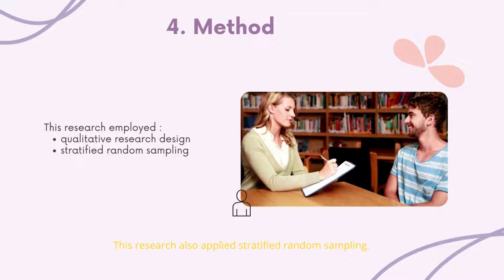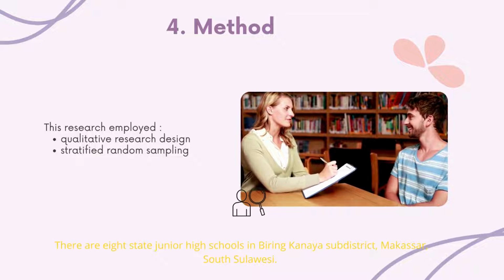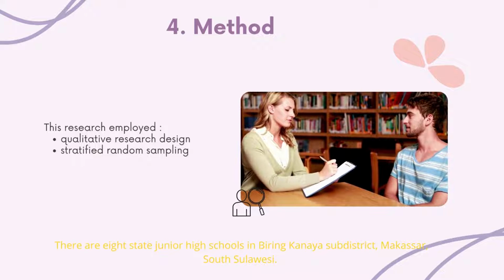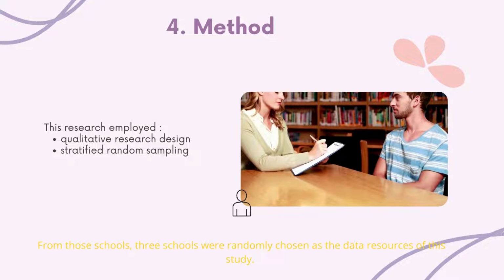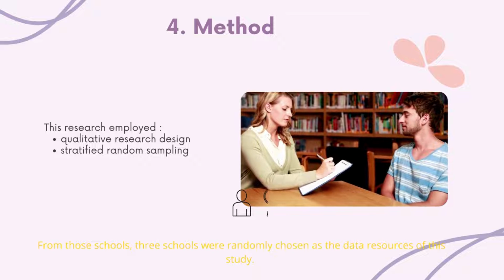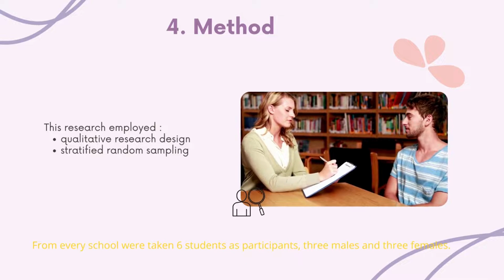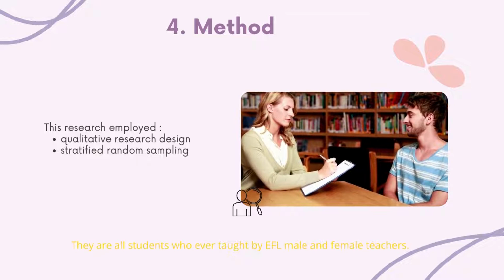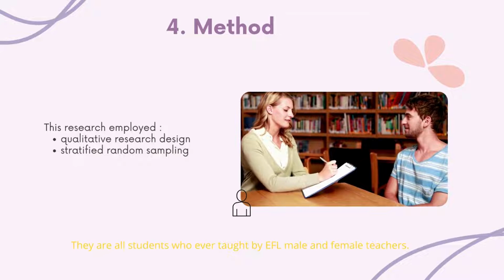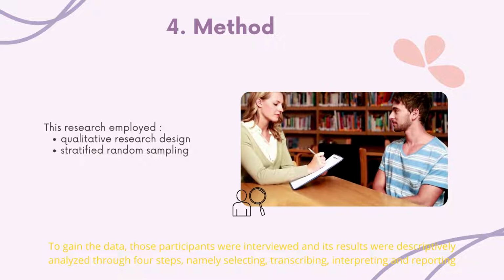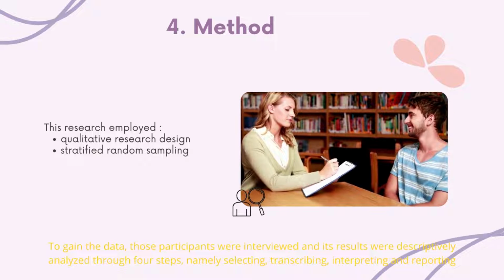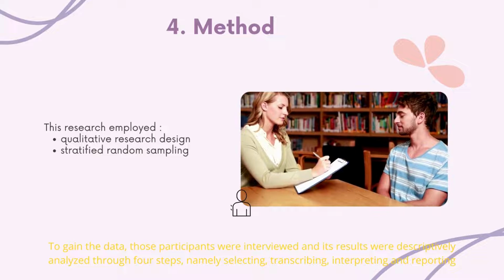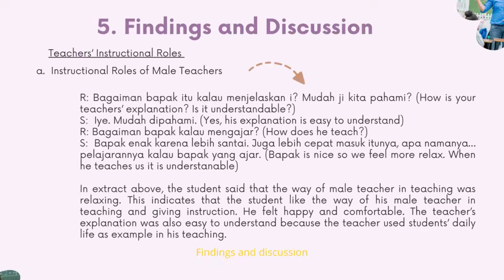This research also applies stratified random sampling. These are state junior high schools in Biringkanaya Subdistrict, Makassar, South Sulawesi. From those schools, three schools were randomly chosen as the data resources of this study. From every school, 6 students were taken as participants, 3 males and 3 females. They are all students who were ever taught by EFL male and female teachers. To gain the data, those participants were interviewed and the results were descriptively analyzed through 4 steps, namely selecting, transcribing, interpreting, and reporting.